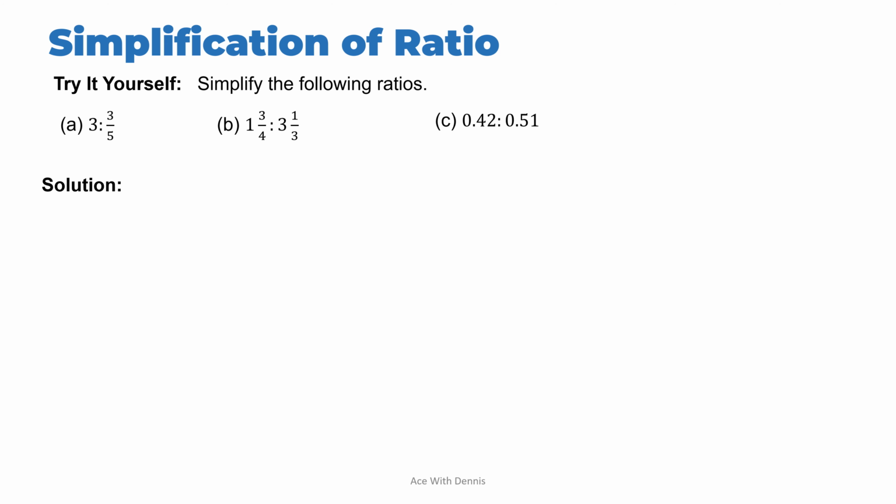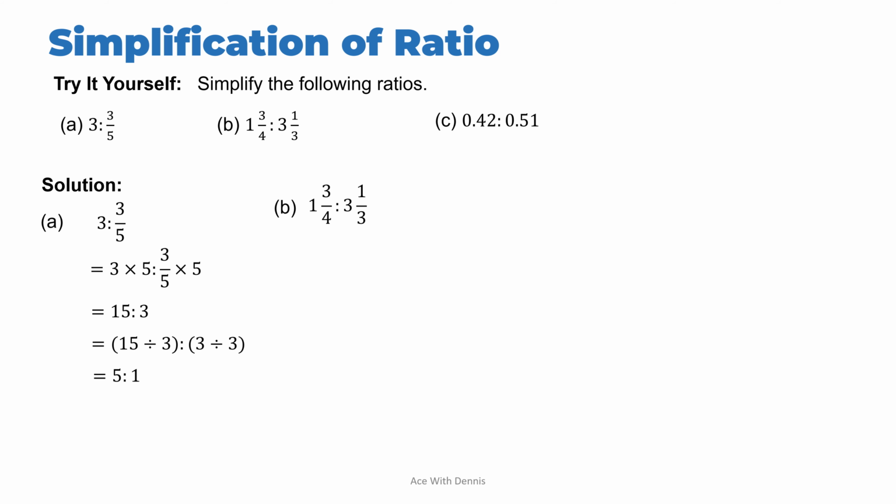Right, here's the solution. For A, the ratio of 3 to 3 over 5, we can multiply 5 for both quantities and we get 15 to 3. Then we can further simplify the ratio by dividing by 3 for both quantities and we get 5 to 1.